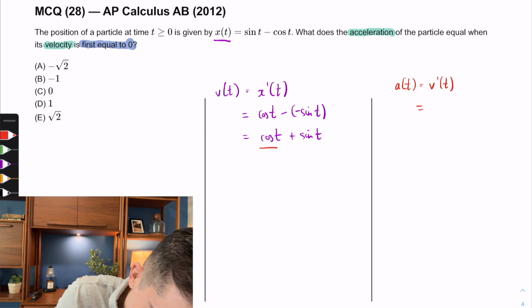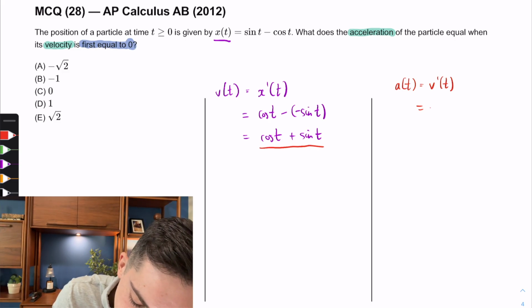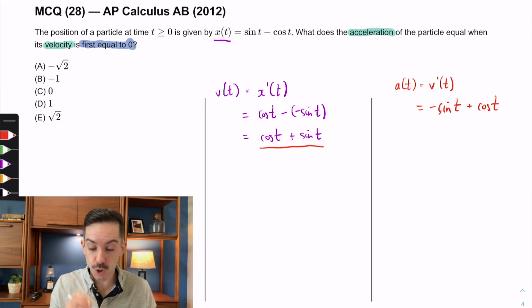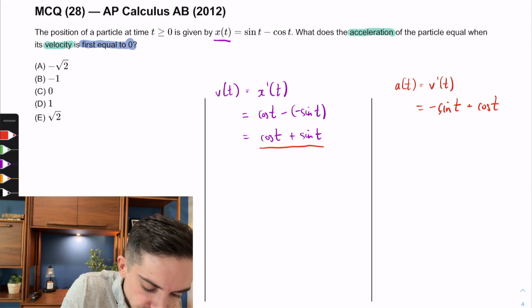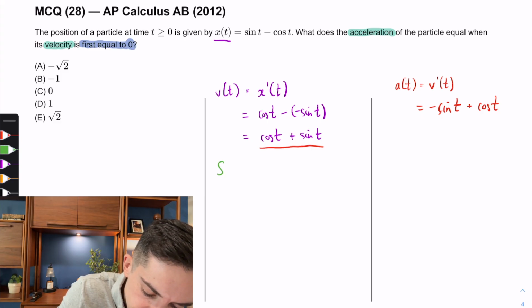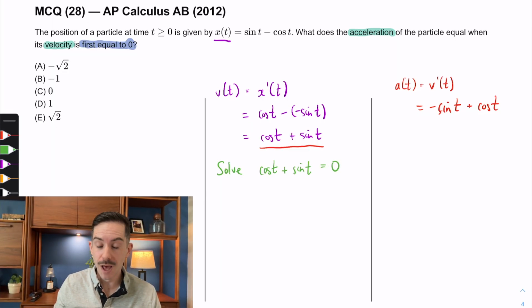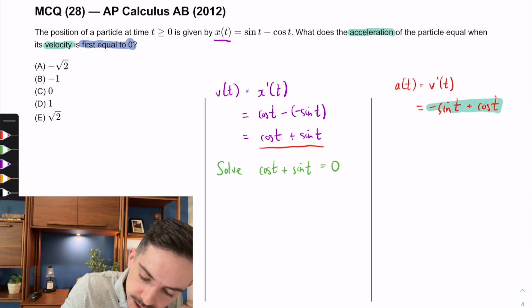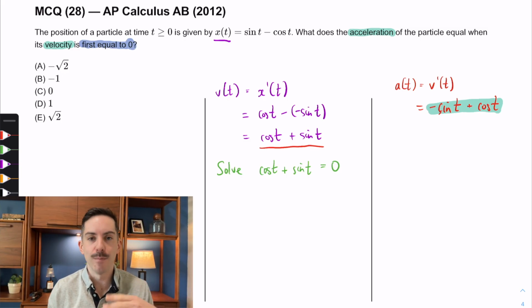Here I've got my expression for velocity. Cosine of t goes to minus sine of t, and sine of t is going to go to cosine of t. Okay, so the overall approach here: I need to solve this velocity function, cosine of t plus sine of t, and find when that is first equal to 0. That will give me a t value that I'm going to substitute in here to find the value of my acceleration at that moment in time.